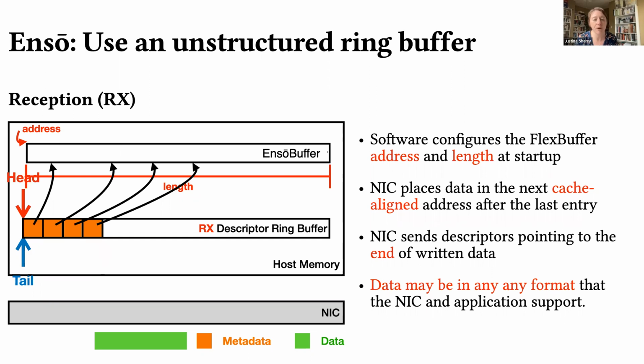My student Hugo proposes an approach called Ensō, where he argues that we should use an unstructured ring buffer in which data can be kept in any format that the NIC and application care about. The protocol for transfer just needs to synchronize the head and tail pointers, and the data is otherwise opaque. You can structure it however you want. The key idea is simple, although there are a bunch of tricky details in making it work well.